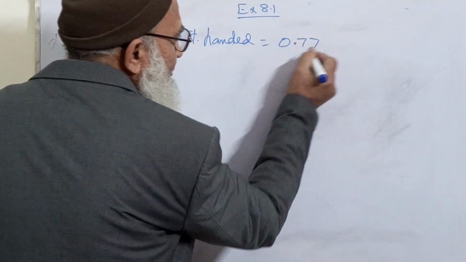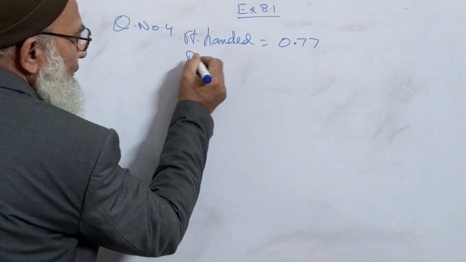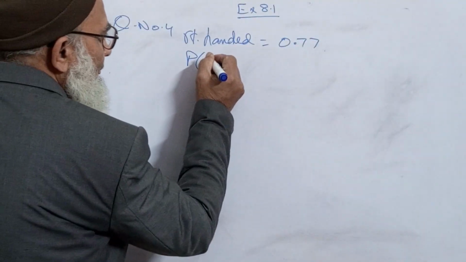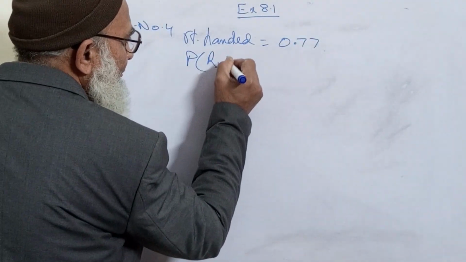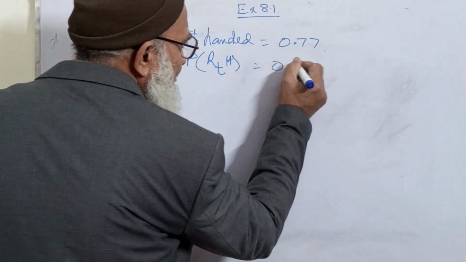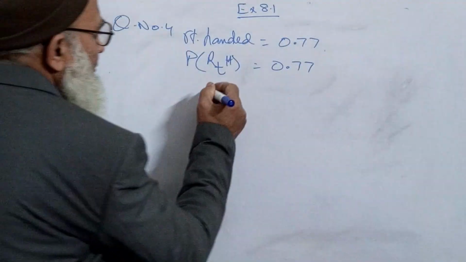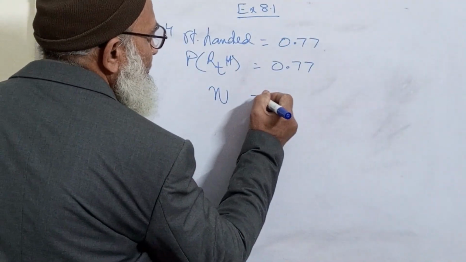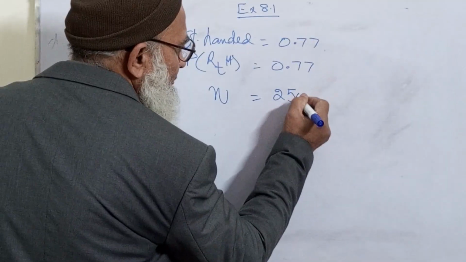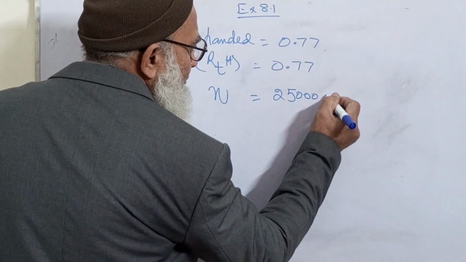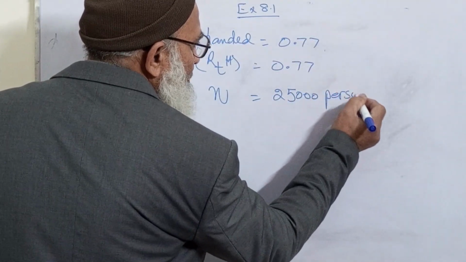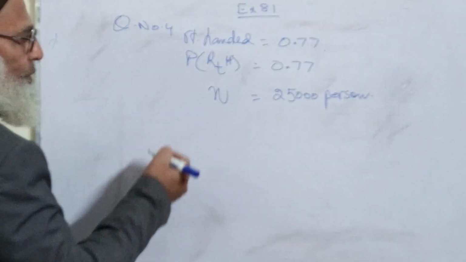0.77. Now, this is the probability. Okay, you can say it as P. Right-handed is equal to 0.77. Okay. Now, how many left-handed people should you expect in the population? Now, N, your population, is equal to 25,000 persons. Okay. You should write the data before you go into the detail.